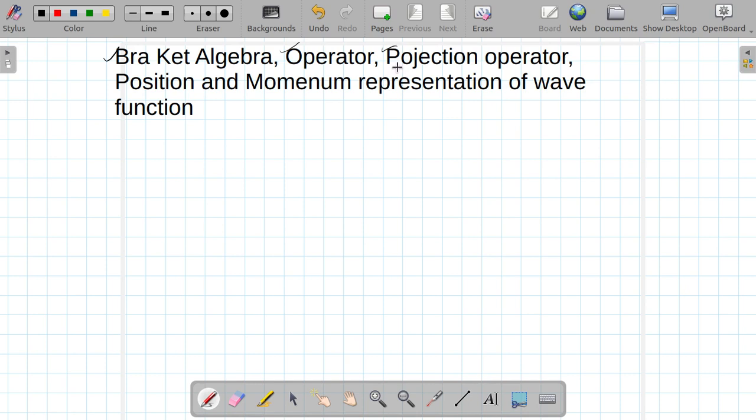in terms of position and momentum, right? Or in other words, I can say that I will focus on position and momentum representation of a wave function and how a wave function can be described in terms of Bra and Ket vectors. So briefly, let us talk about Bra Ket algebra.